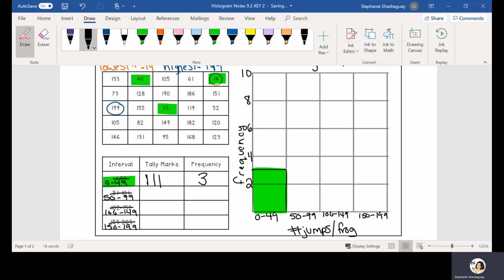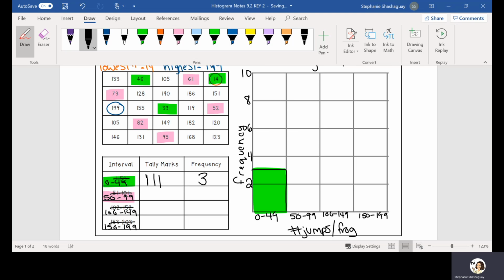My next interval is going to be 50 to 99. I'm going to look through all the numbers in my first row. I have 61. My second row, 73. I'm looking for 50 to 99. Third row, I have 52. Fourth row, I have 82. And then in my fifth row, I have 95.